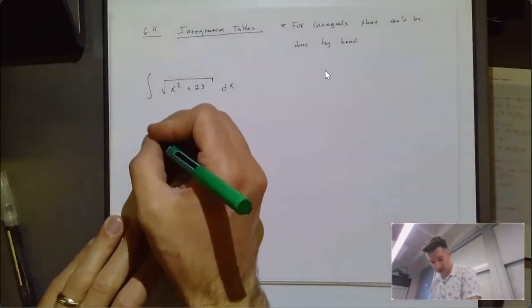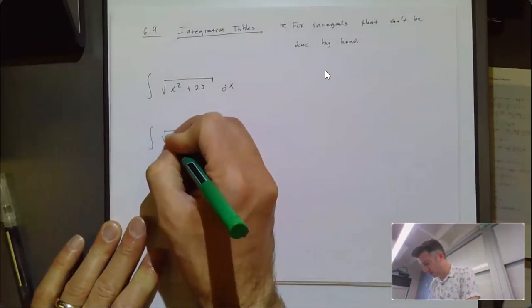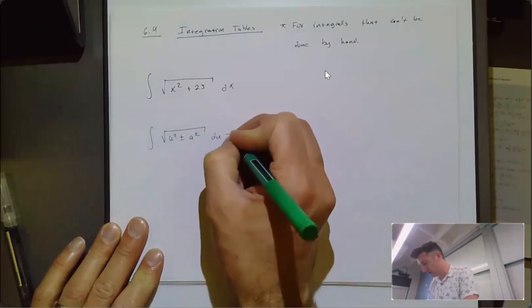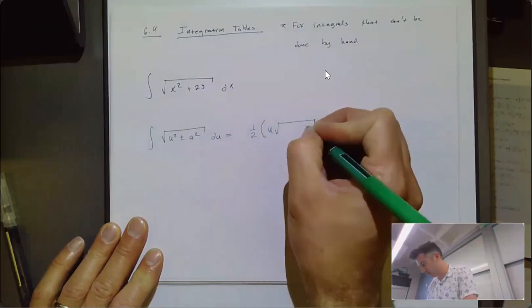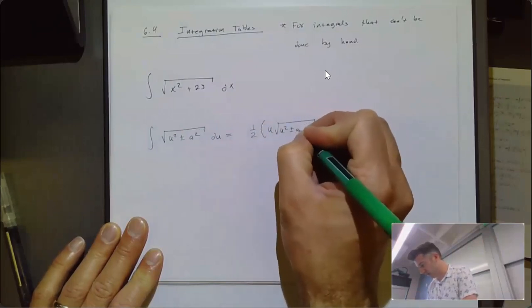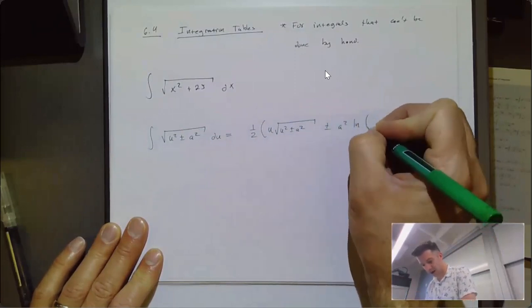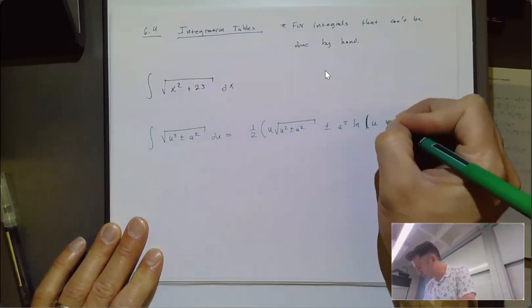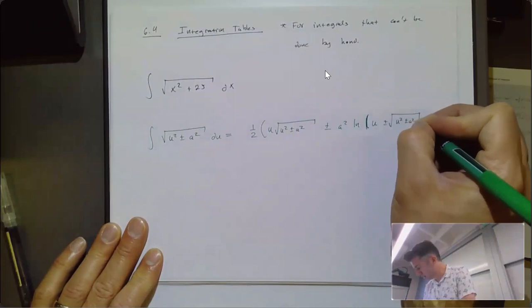It's the integral of the square root of u squared plus or minus a squared du is equal to 1/2 times u times the square root of u squared plus or minus a squared plus or minus a squared times the natural log of the absolute value of u plus or minus the square root of u squared plus or minus a squared.